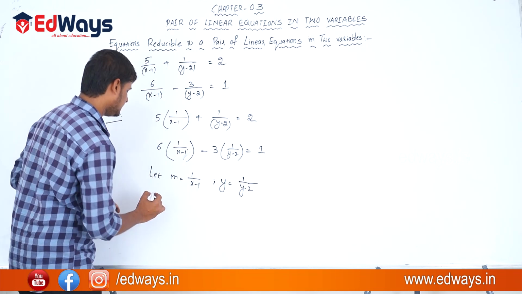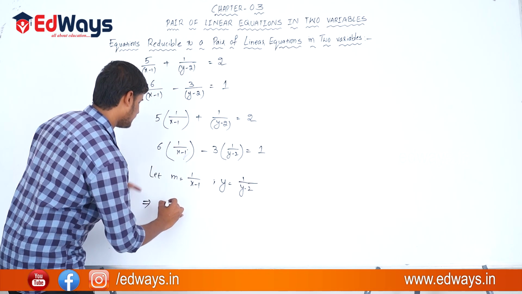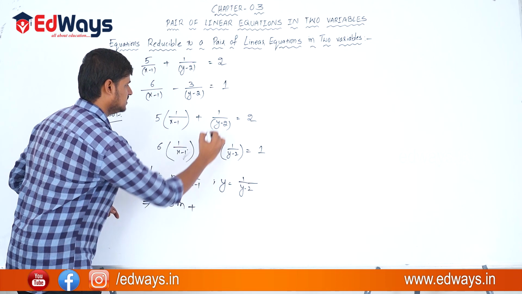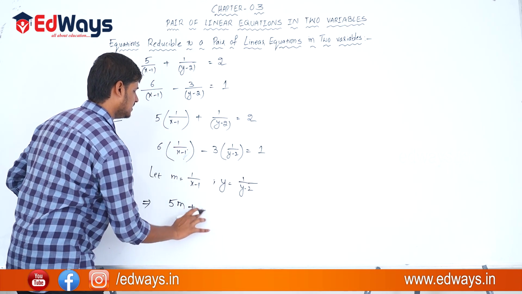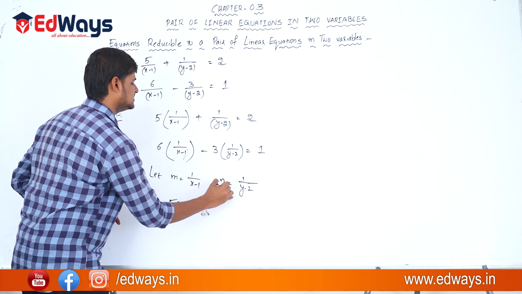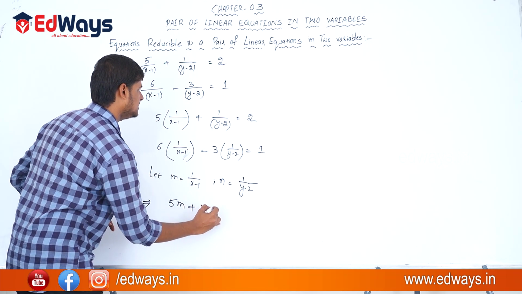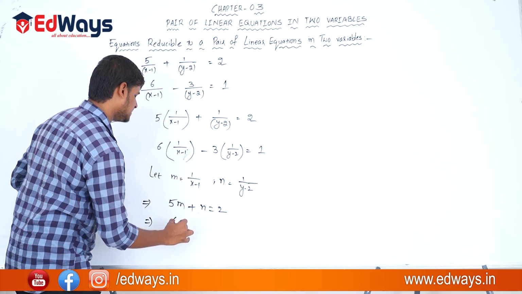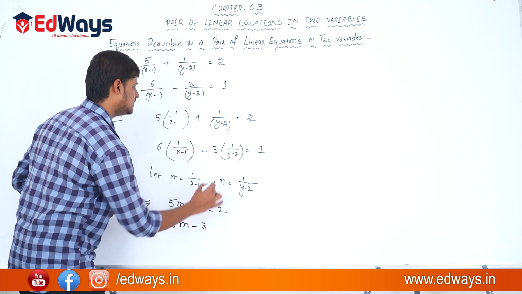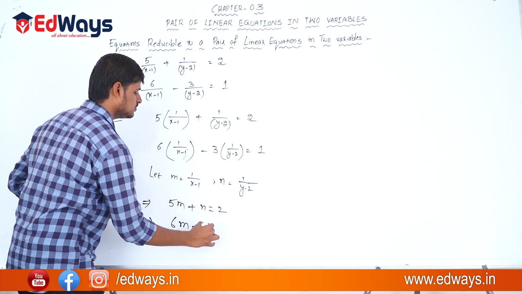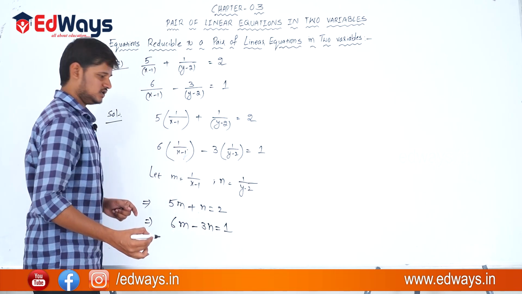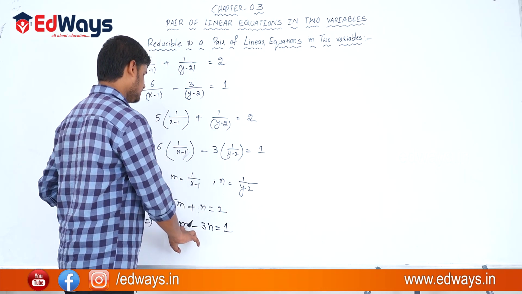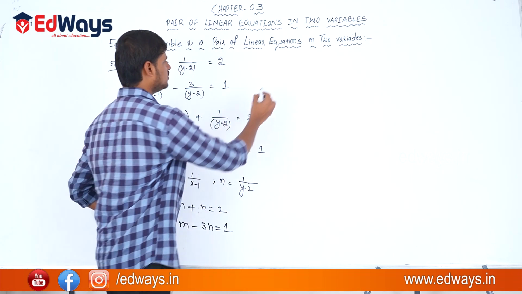So in that case, I can write the equations as 5m, in place of 1 by x minus 1 I can write m, plus here directly I can write n, where n is equal to 1 by y minus 2. So the second equation will become 6 times 1 by x minus 1, that is m, minus 3 into 1 by y minus 2. What is 1 by y minus 2? n. So that is equal to 1. So these are the two equations given: 5m plus n is equal to 2 and 6m minus 3n is equal to 1. I have to solve these two equations now.